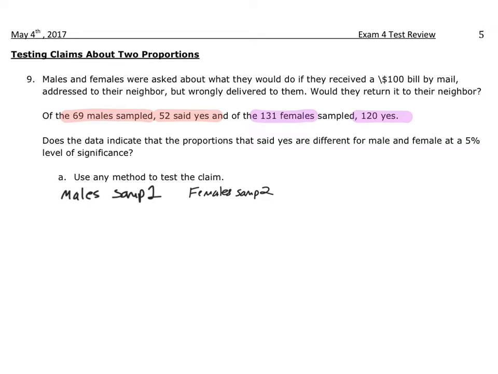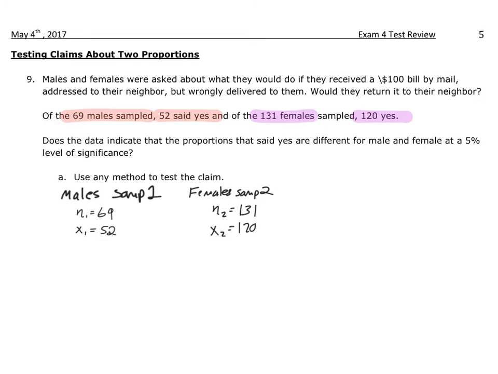69 male samples, that's going to be my N1. That's the number of males in my sample. And out of those 69, 52 of them would return the money. So that's my X1, 52. My number of females, that's my N2, the total number of females, that's 131. And then my X2 is the number of females that would return, that's 120.